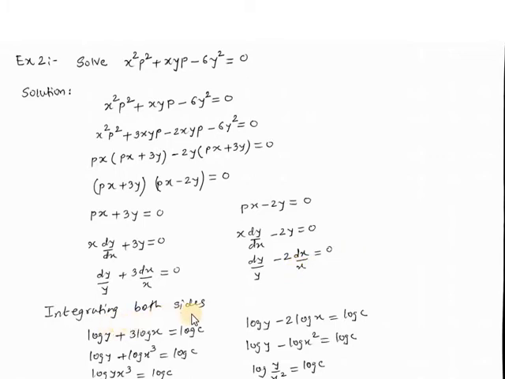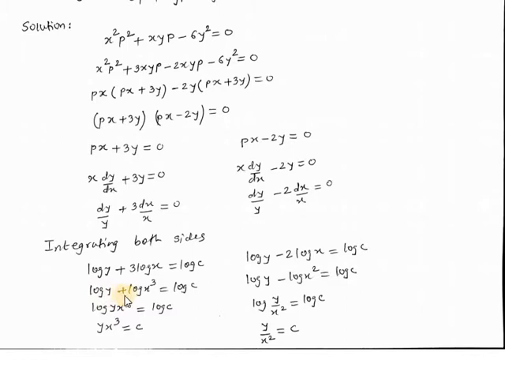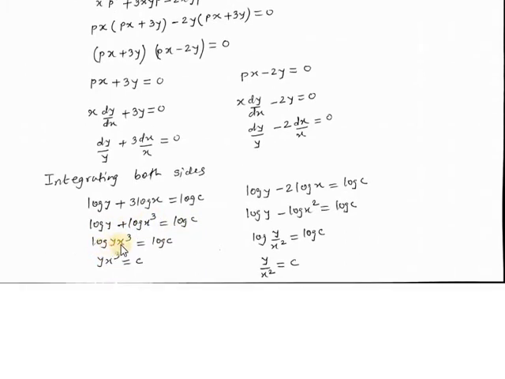Now integrating both sides, integration dy divided by y will be log y, and integration dx divided by x will be log x. So here it will be log y plus 3 log x is equal to c. Here we have written c as log c because there are log terms, so we have written c as log c. If we simplify it, then it will be log y plus log x cube is equal to log c. So it will be log of y x cube is equal to log c because log a plus log b is log ab.